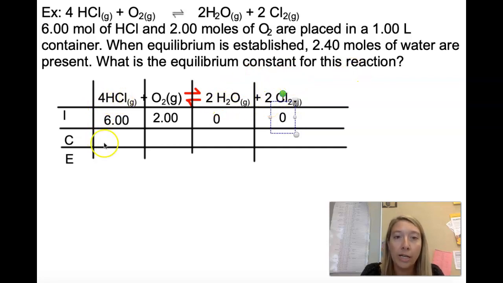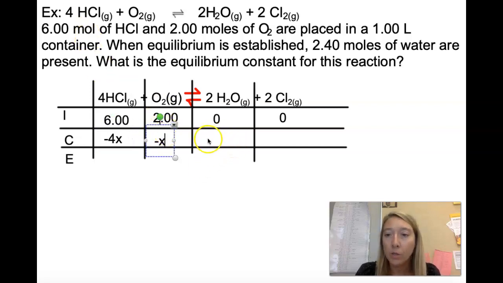So for the HCl, it was balanced with a 4. So this is going to be negative 4X. Okay, the oxygen was balanced with a 1, so just negative X. Get over to the product side, so we're going to switch the sign over to a plus. So the water has a 2, so this is going to be a plus 2X. And the Cl2, same thing, it has a 2, so it is also going to be a plus 2X.